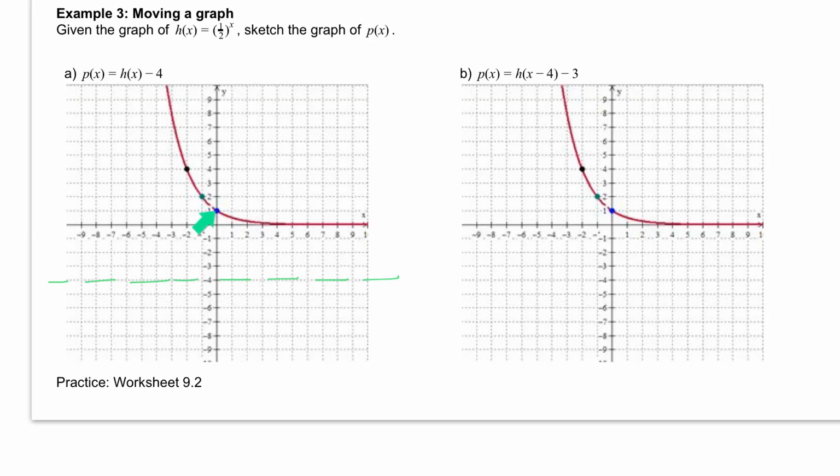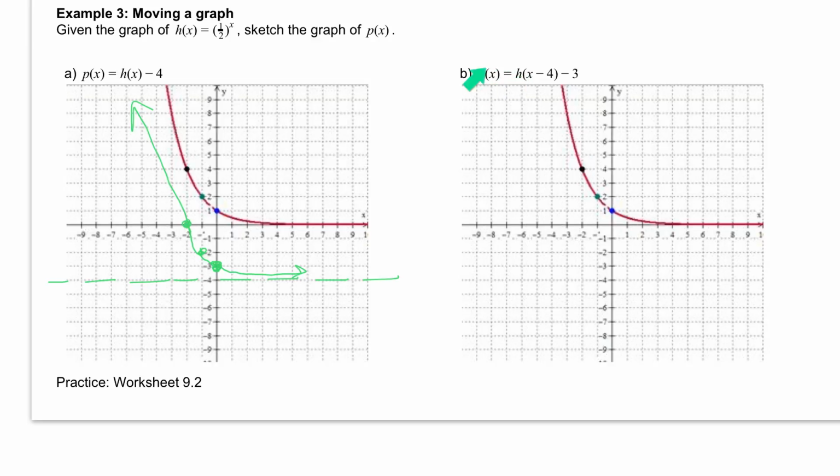So our point 0, 1, moving down 4, 1, 2, 3, 4 is the point 0, -3. Then we have the point -1, 2, moving it down 4, 1, 2, 3, 4 is now at -1, -2. And our point -2, 4, moving it down 4, 1, 2, 3, 4 is at -2, 0. So when you draw in your exponential function, make sure you go down to your asymptote and then work your way up.